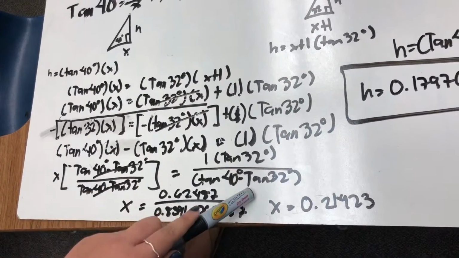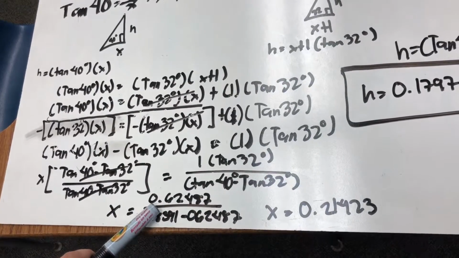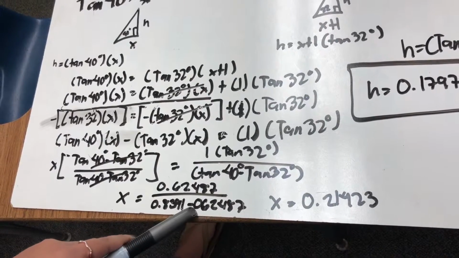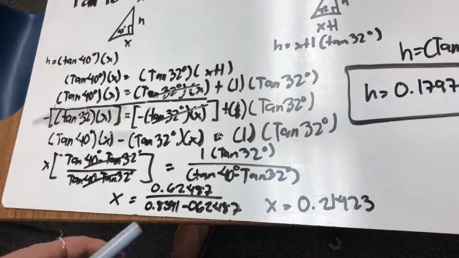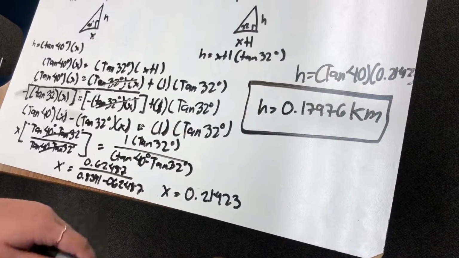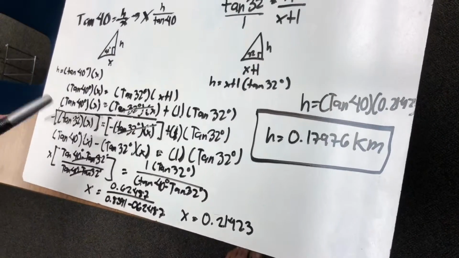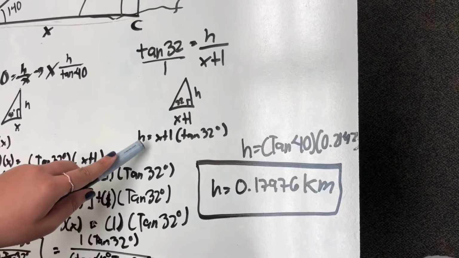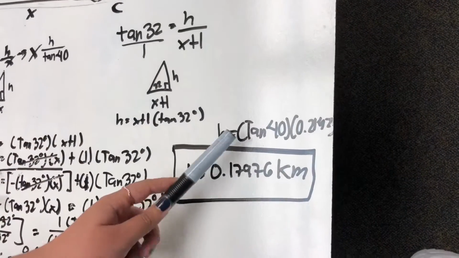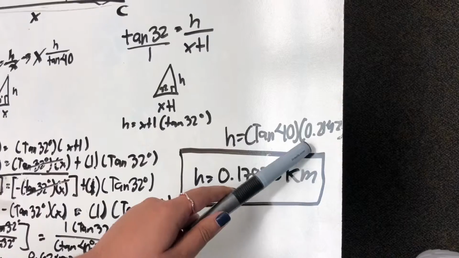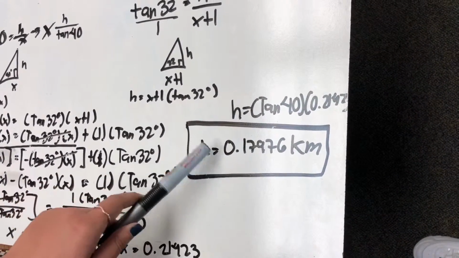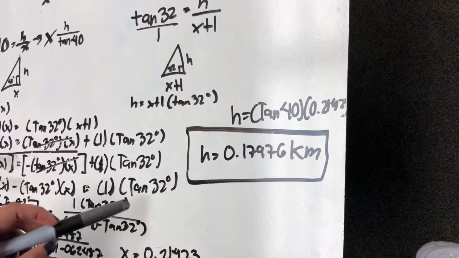So then once you do this part on the calculator, it turns into x equals 0.62487 over 0.8391 minus 0.62487. And then substituting all of that, it equals x equals 0.21423. And then after finding x, what you have to do is find the h, and then it's h equals tangent of 40 degrees times x, which is now 0.21423. And then it turns into the height equals 0.1179776 kilometers.